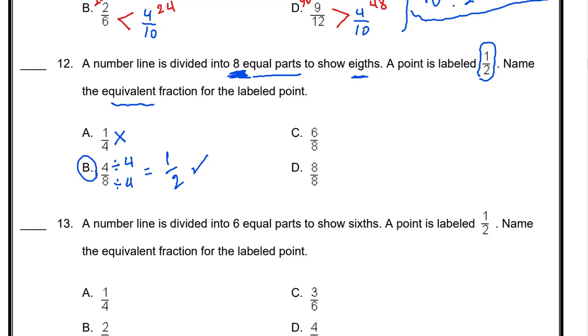Let's read the question one more time. We divided the number line into 8 equal parts. So each part is 1 over 8. We need to know how many eighths do you need to make a half? That's the question. So to answer this question, you will go 1/8, 2/8, 3/8, 4/8.